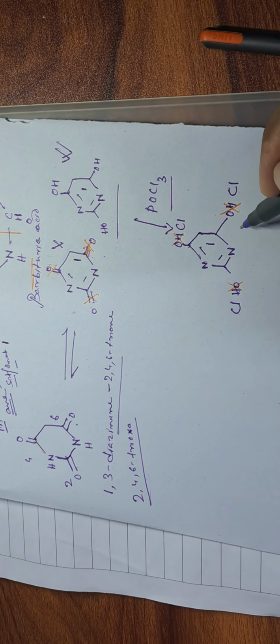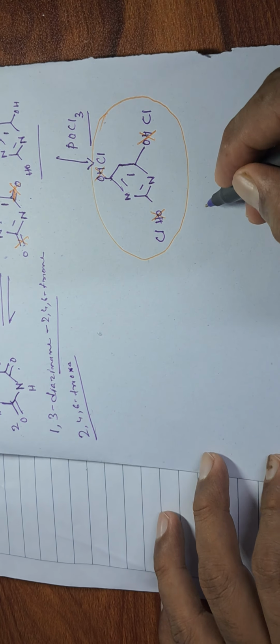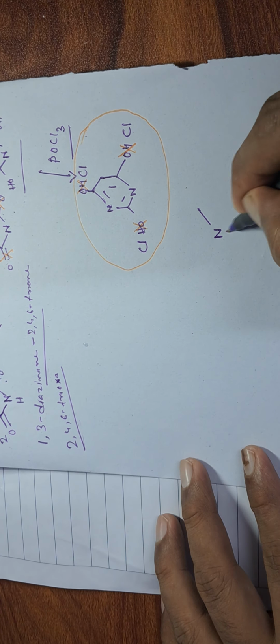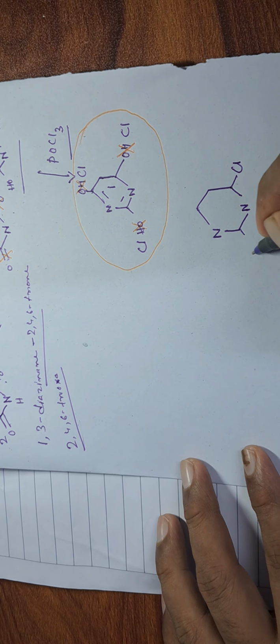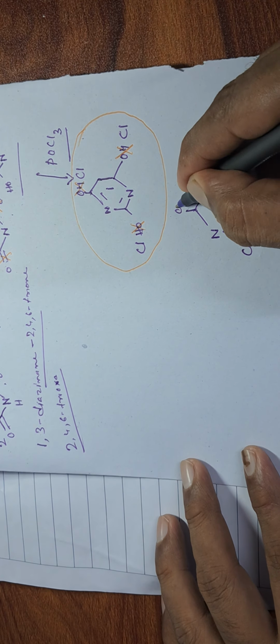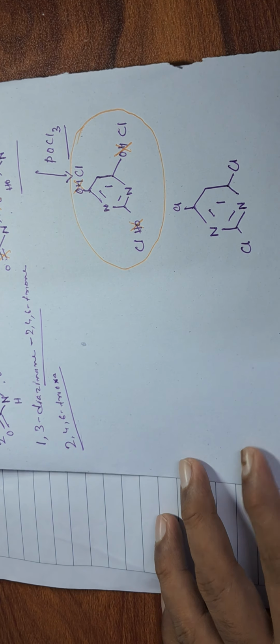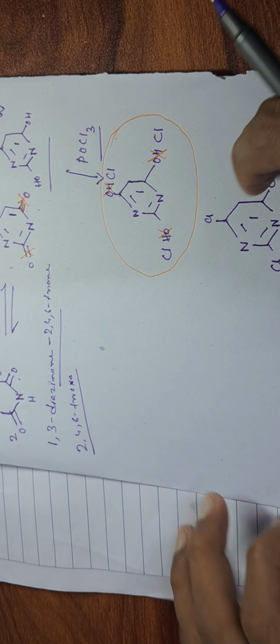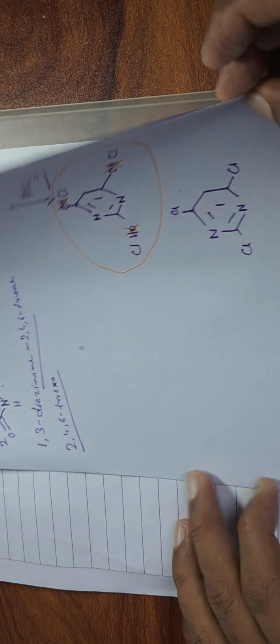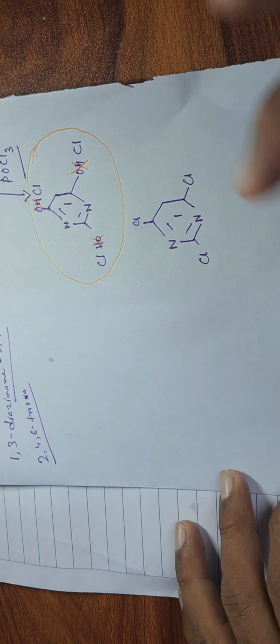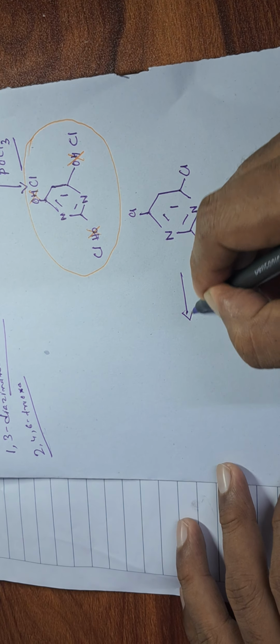So if I just write like this, chloro and chloro, right? Fine. So this is the way. So thus we got what? Thus we got trichloropyrimidine. Now what is left in the process? The only thing I am left with is the removal of chloro.